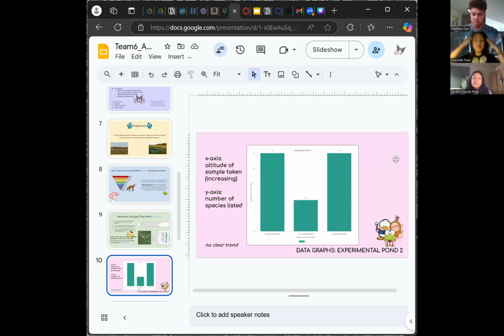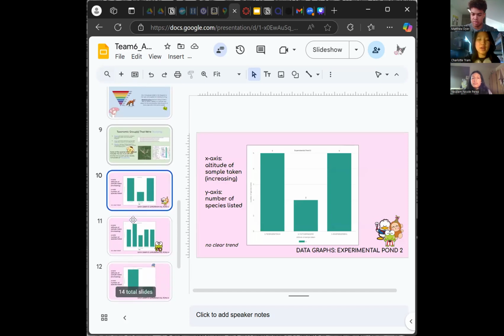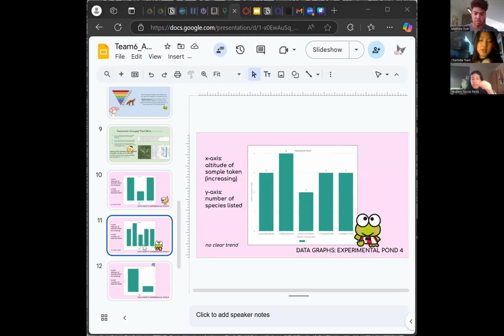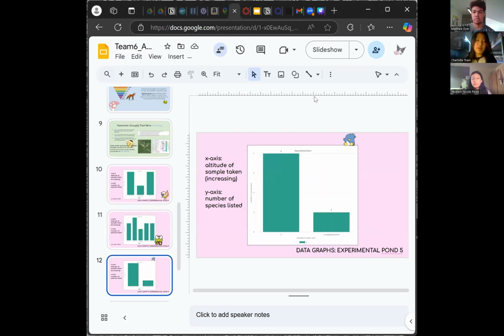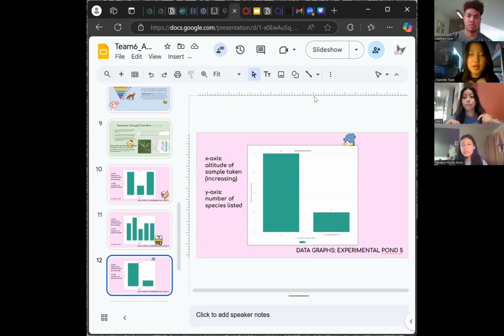So these are our graphs. The reasoning for these graphs is that they show there wasn't really a difference between ponds 2, 4, and 5, which is why it says there's no clear trend. The x-axis is the altitude of samples taken, which is increasing, and the y-axis is the number of species listed. So there's no clear trend for the experimental ponds 2, 4, and 5, because it's just trying to show that each pond doesn't really have a difference between each other.